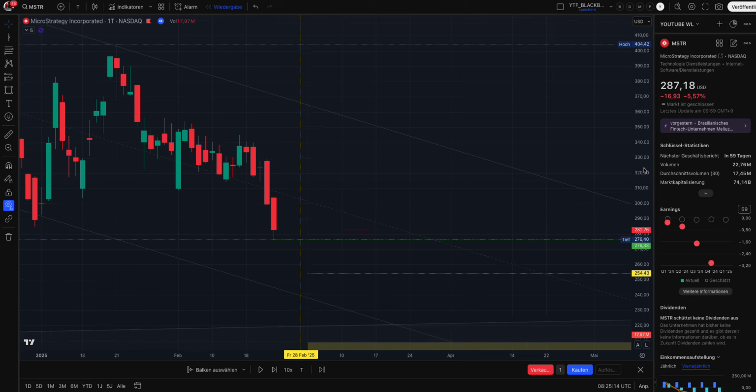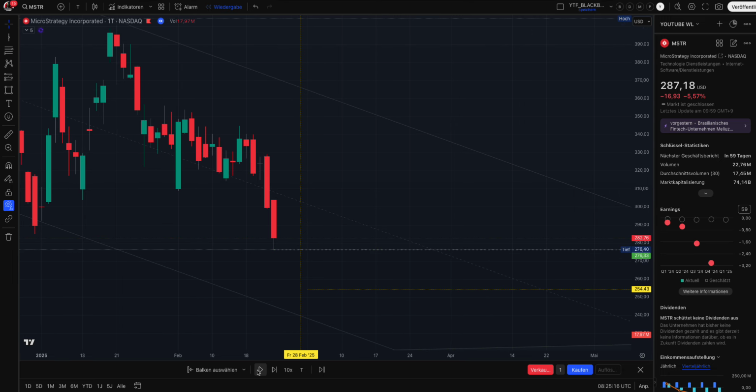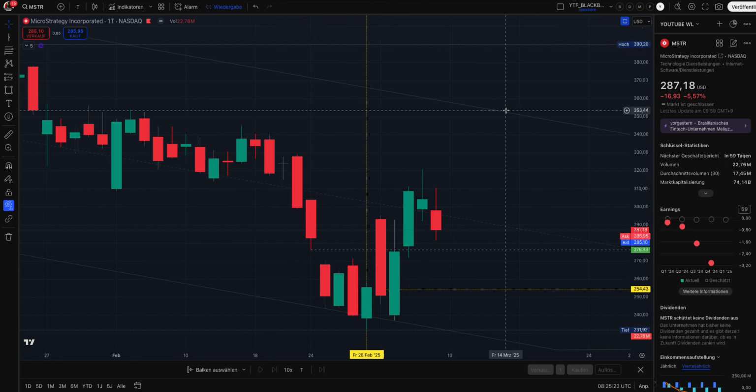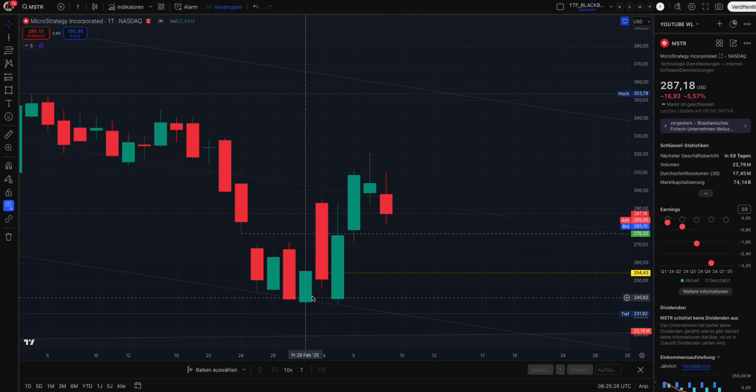Let's quickly check TradingView and simulate the price action before we talk about the next price levels for MSTR. So I press play. Zack, zack, zack. So very quick. This is where I released the video, and you can see already the next day this gap has been filled. This is what the algos have to do to close open gaps.